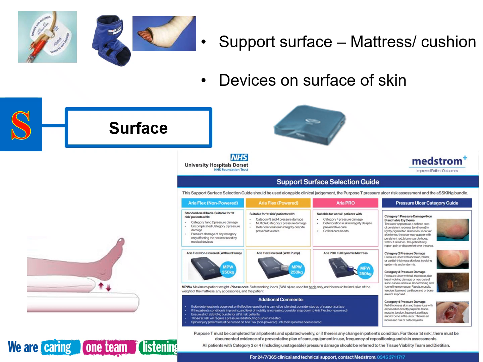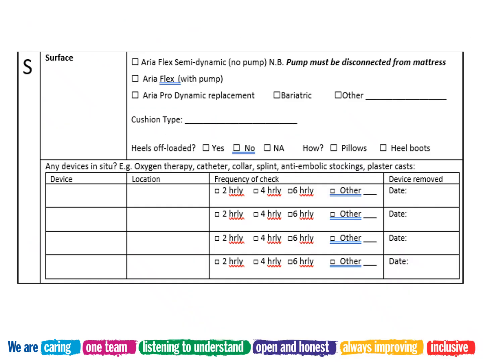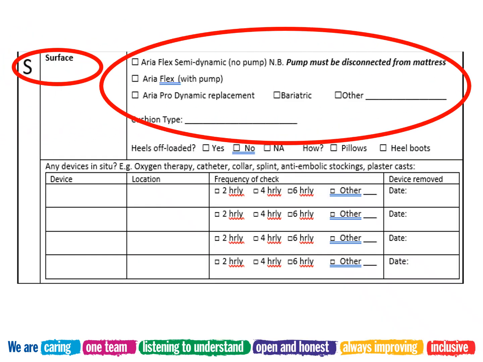Any medical device in use should have a plan of care and be regularly checked and the skin condition underneath monitored where possible. The surface section of the skin bundle directs us to note the mattress and pressure relieving cushion in use. Remember, if we're using the AreaFlex non-powered mattress, it must be disconnected from the pump. The blue tubing should be stored along the side of the mattress in the loops provided for this purpose.